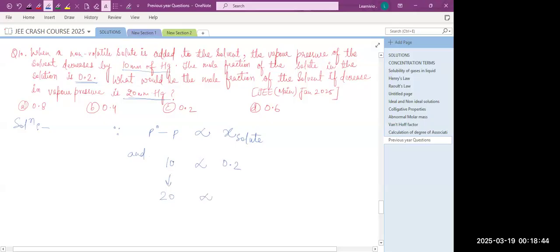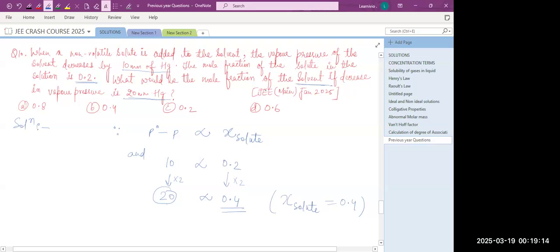So as you can see, that 10 is just double, right? It's just a double 10, and this is 20. So what will be the change in the mole fraction? It will also get doubled, right? So it comes to be 0.4, right? So if the mole fraction of solute is 0.4, you can calculate the mole fraction of solvent, right?